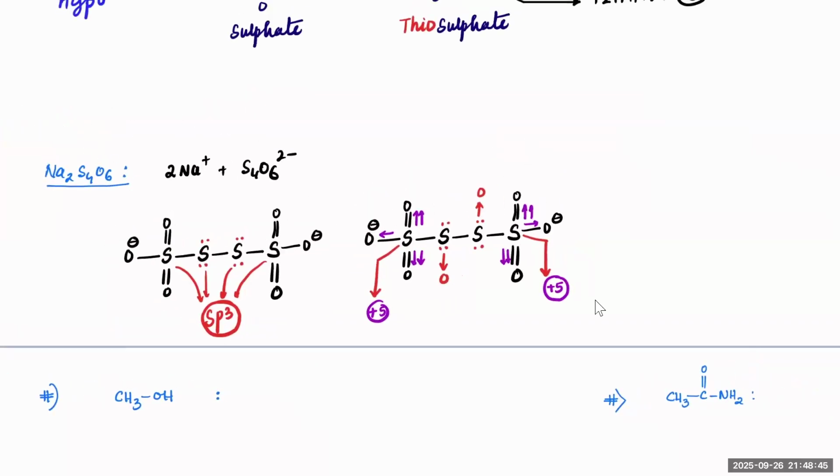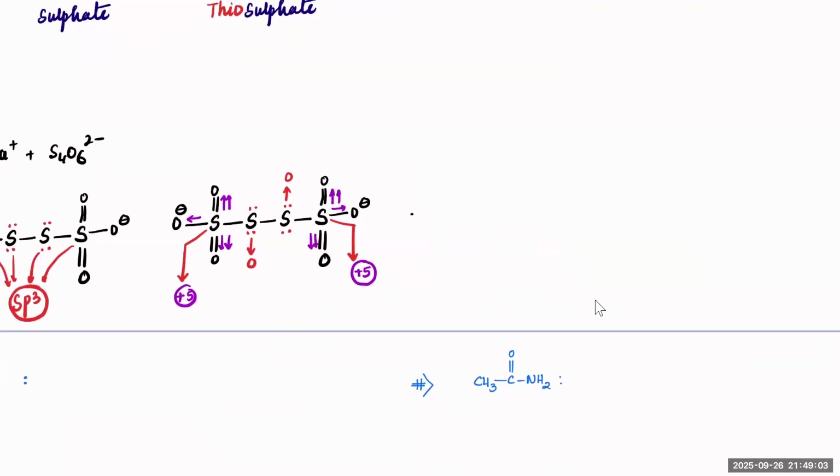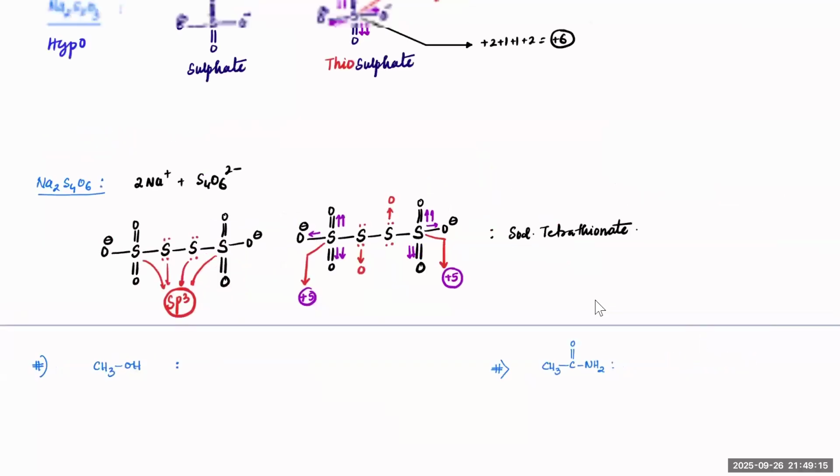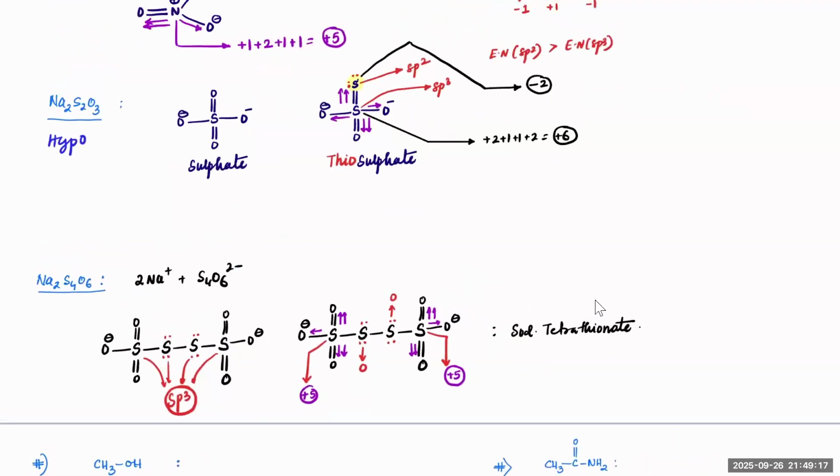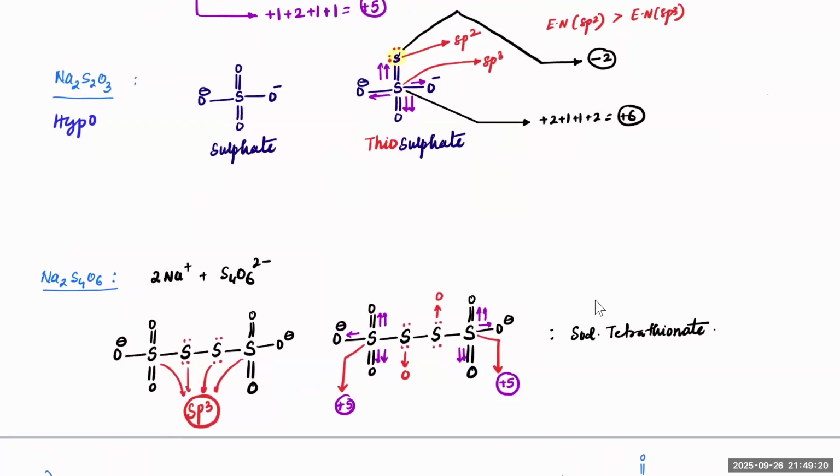So in this particular type of compound, you have two sulfurs with +5 oxidation state and two sulfurs with 0 oxidation state. This kind of compound is known as thionates, and there are 4 sulfurs. So this is called sodium tetrathionate. Everybody, please make sure that you are clear with the structures of these two.